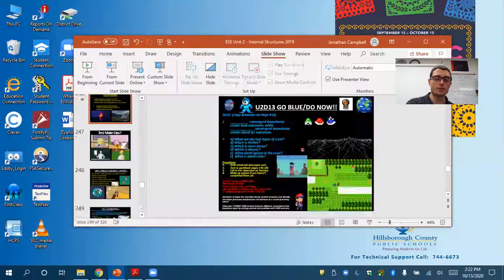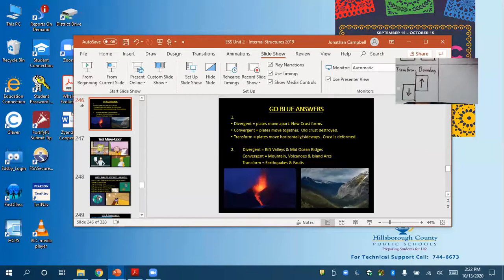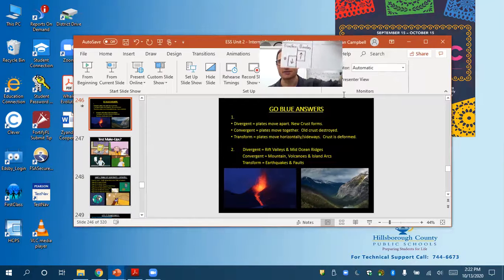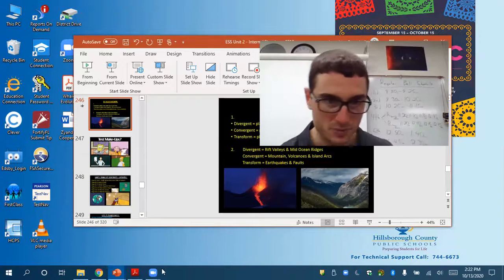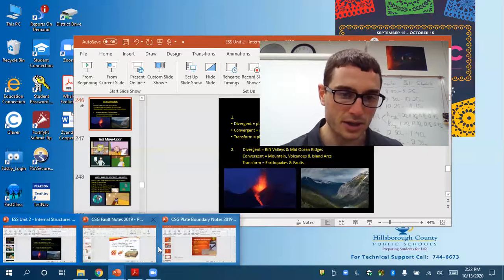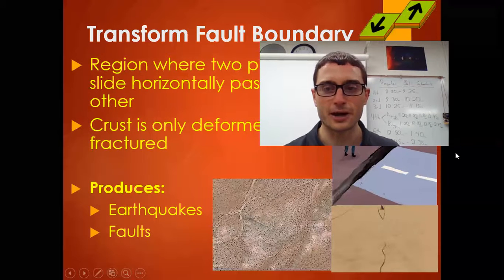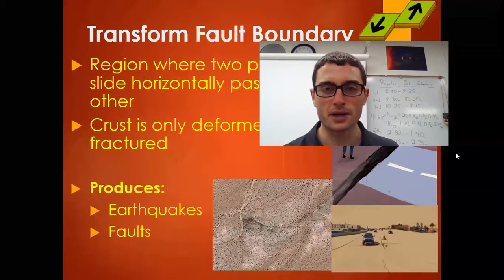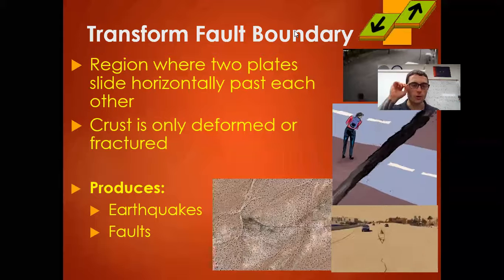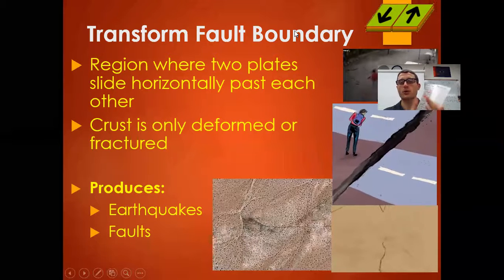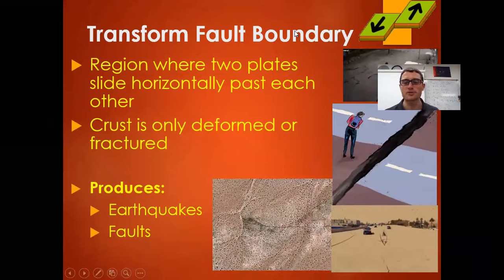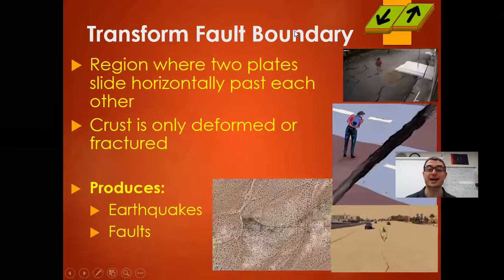Now, for transform, I want you guys to go back to page 15 and fill this out for transform very briefly because we didn't have time for it yesterday. For transform, we're going to answer that question right now. You guys are going to tell me here what's in yellow, right? For that one and the third one on page 15, transform is a region where two plates are going to slide horizontally. They're going to move side to side, sideways.